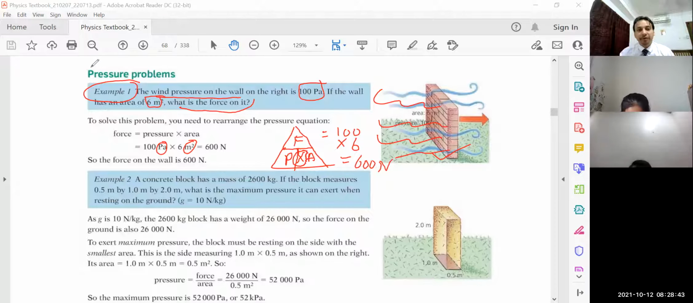Sometimes, children, remember, force will be given, area will be given, and you need to calculate pressure. Sometimes pressure is given, area is given, and you need to calculate force. And sometimes area is not given, but dimensions are given. Dimensions of this wall are given. Suppose the length is given, the breadth is given. Then you need to calculate the area. And there is one question, example number 2, in which area is not given, but dimensions are given. Let us try example number 2, children.